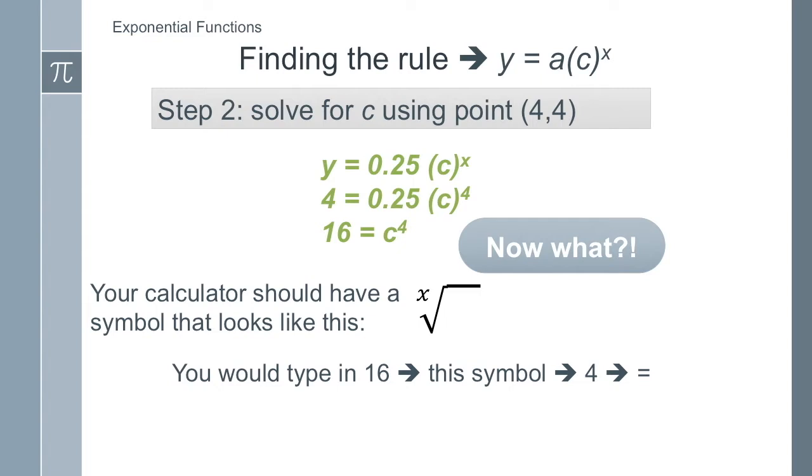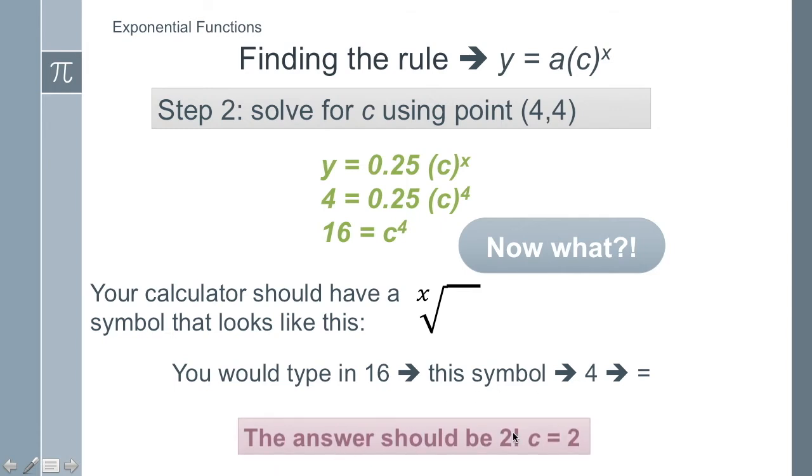On your calculator, you should type in 16, then this symbol, then 4, and then the equals. So you would basically be doing the fourth root of 16, and you should get the answer 2. C is equal to 2. And if we check our work, 2 to the power 4 is in fact 16, and therefore c is equal to 2.